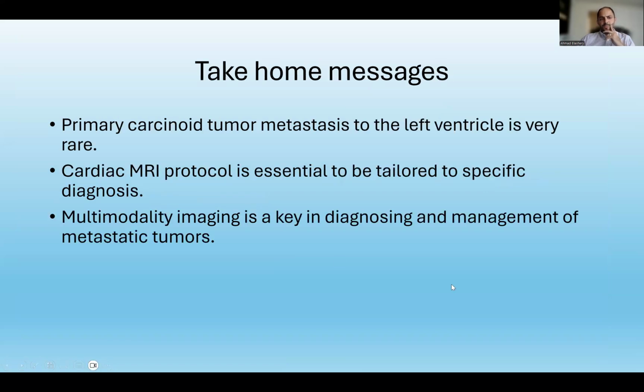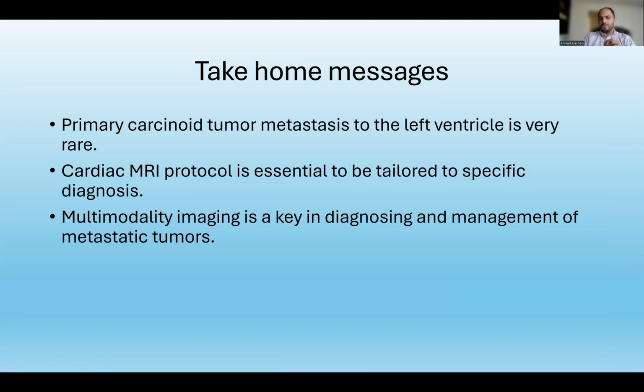The take-home points are: primary carcinoid tumor metastasis to the left ventricle is very rare, as we all know, especially when it comes to the small intestine. It typically affects the right side valves and right side of the heart first, not the left side usually. But this is a very rare occurrence.